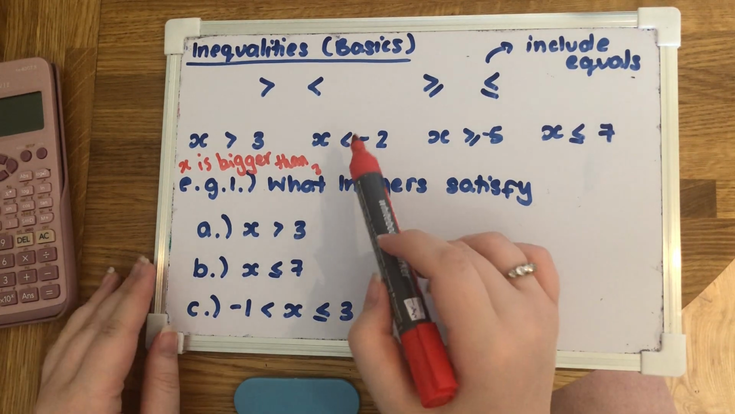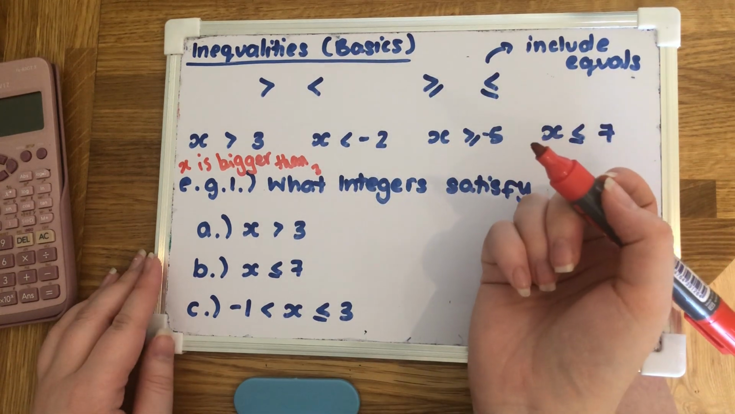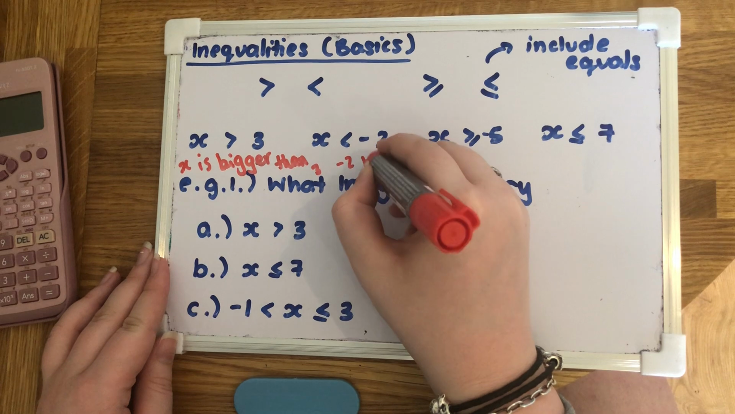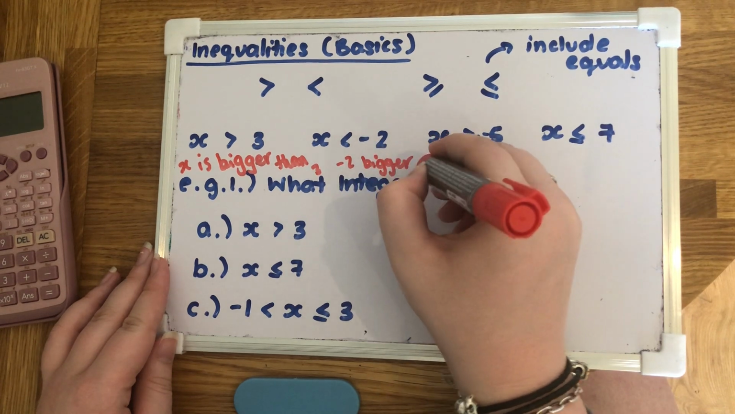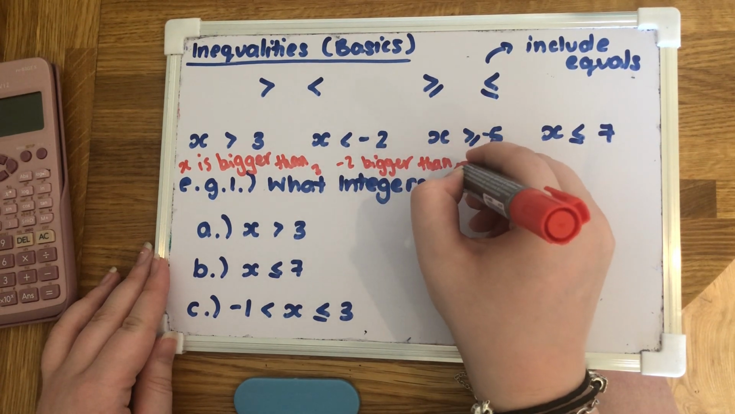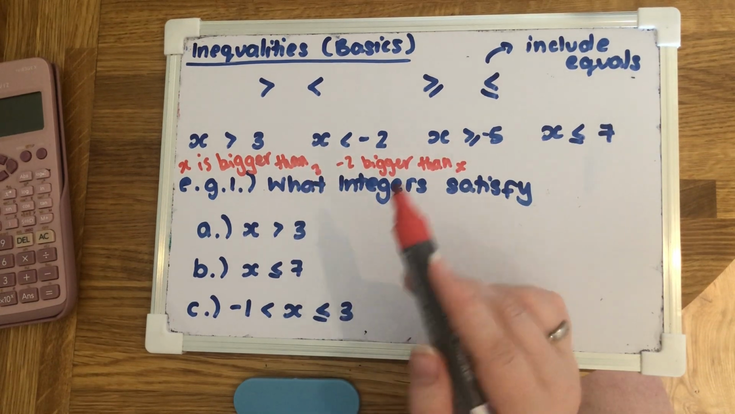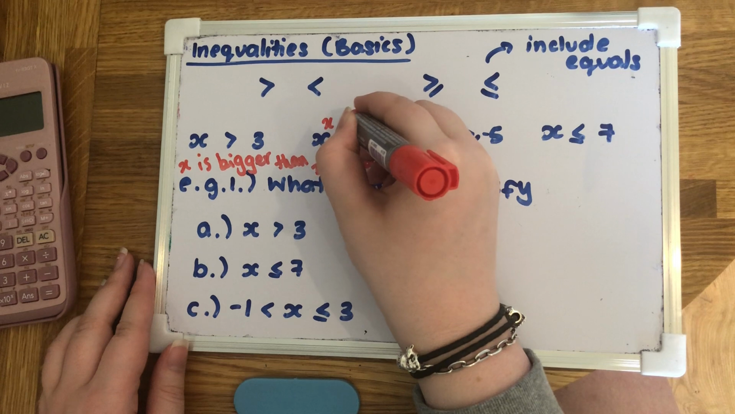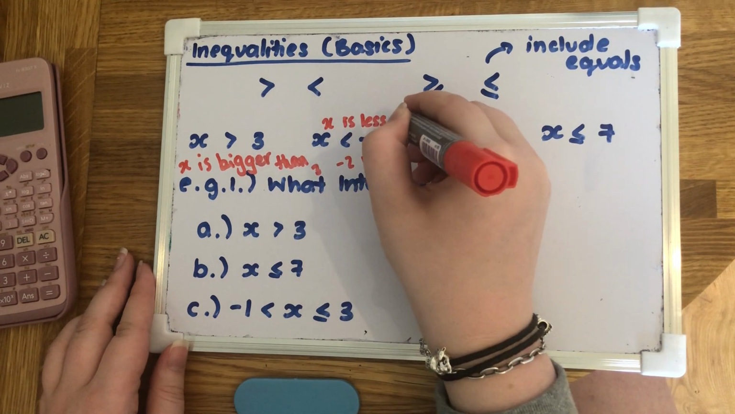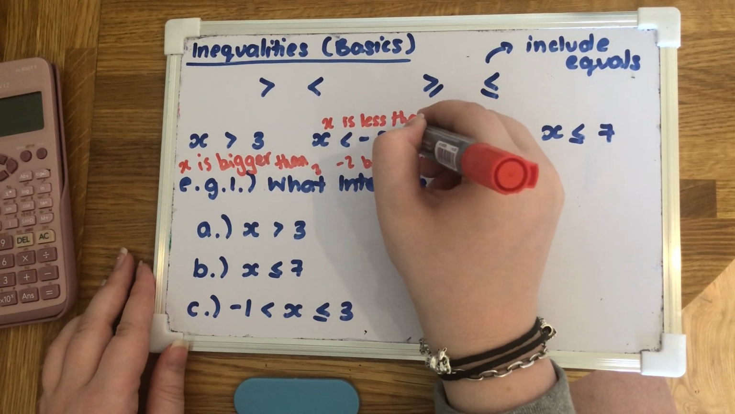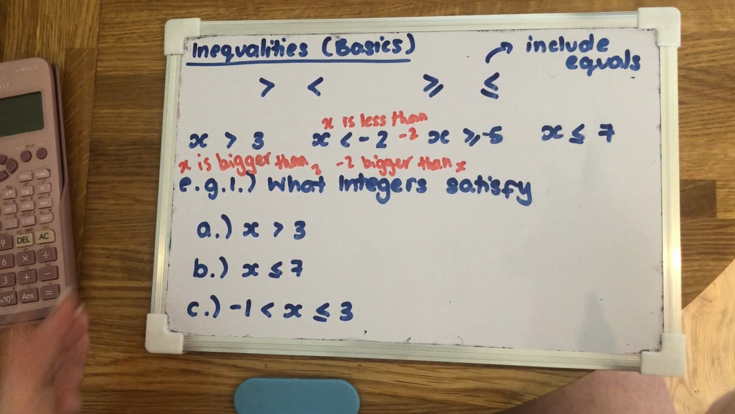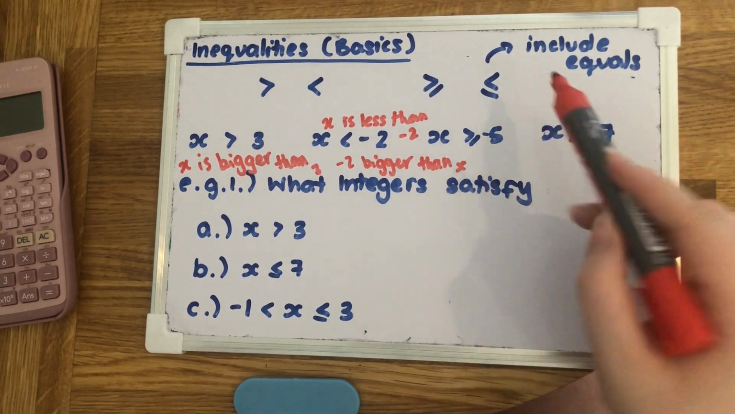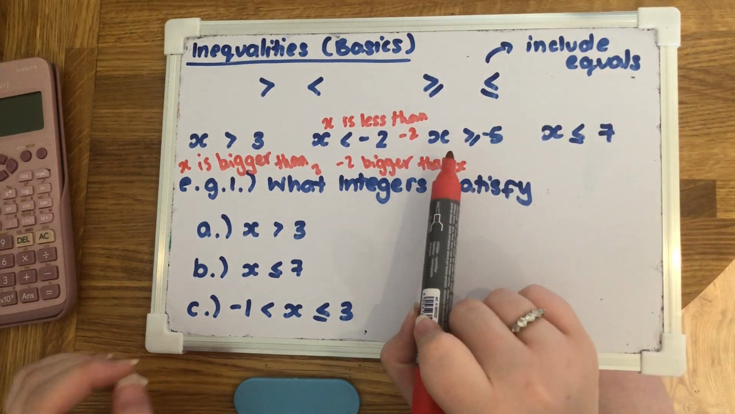Now the next one, there's two different ways you could write it. You could say that negative 2 is bigger than x because it's pointing at the x, or you could say, if you always like to have the x at the front, x is less than negative 2. So you've got two different ways of writing it. I'll write this one here, but I won't write this one because I'm running out of space.